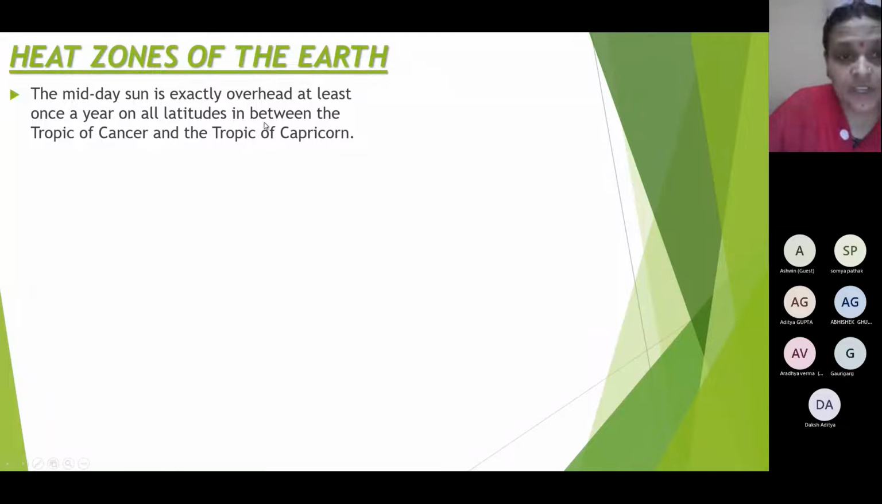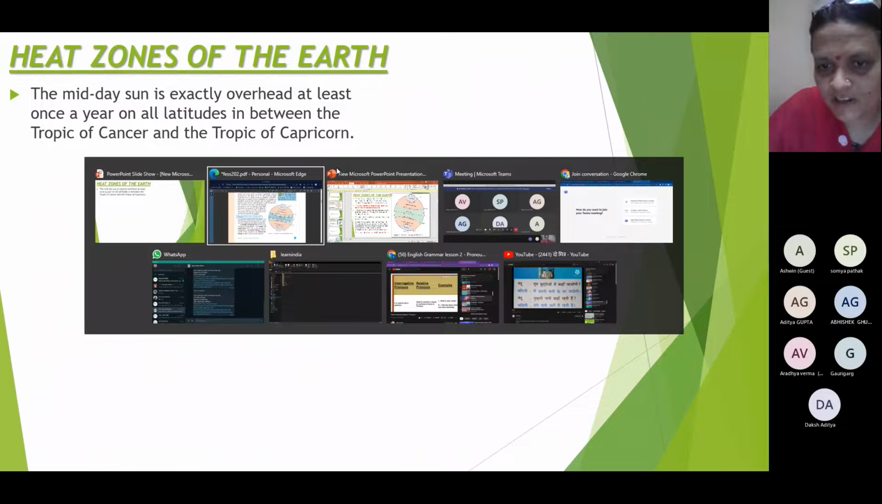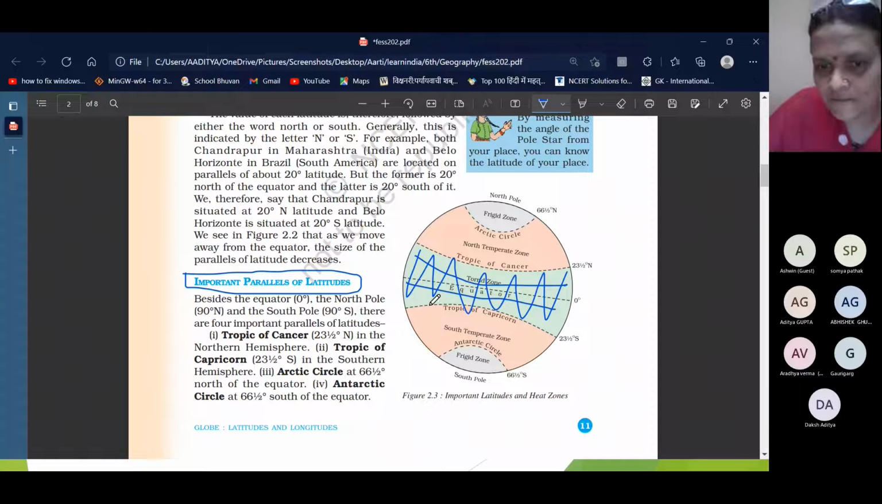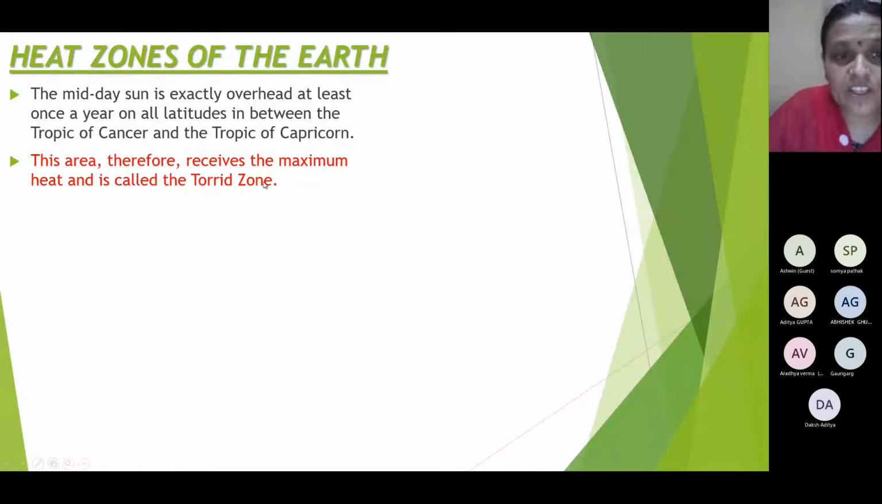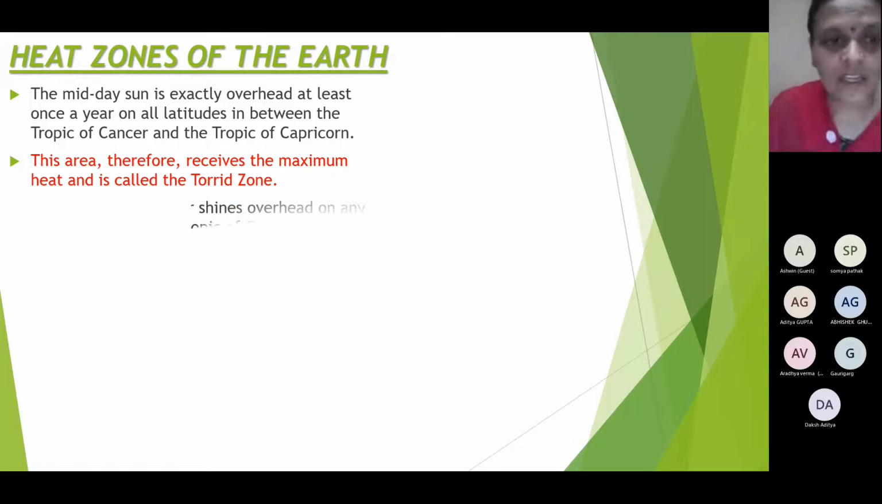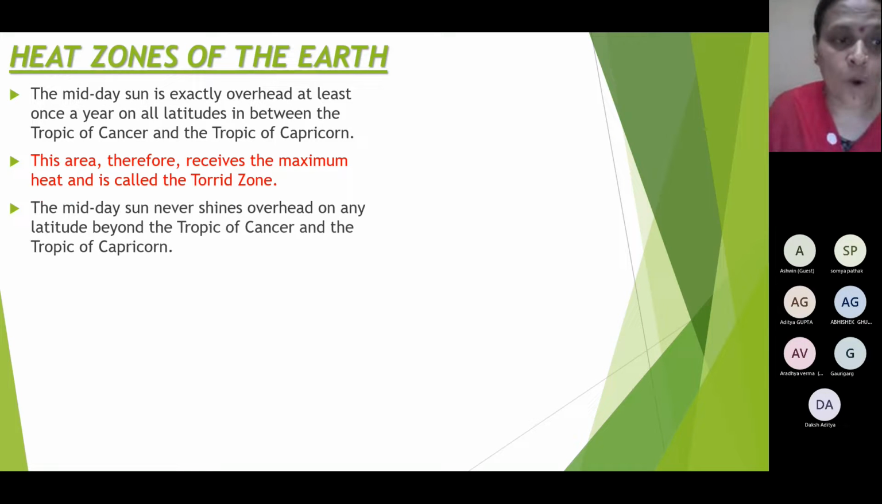Now in between the Tropic of Cancer and Tropic of Capricorn, what is this zone called? Torrid zone. Yes, so this area therefore receives maximum heat and is called the torrid zone. Why is it called torrid? It means it is very, very hot. It gets maximum heat.